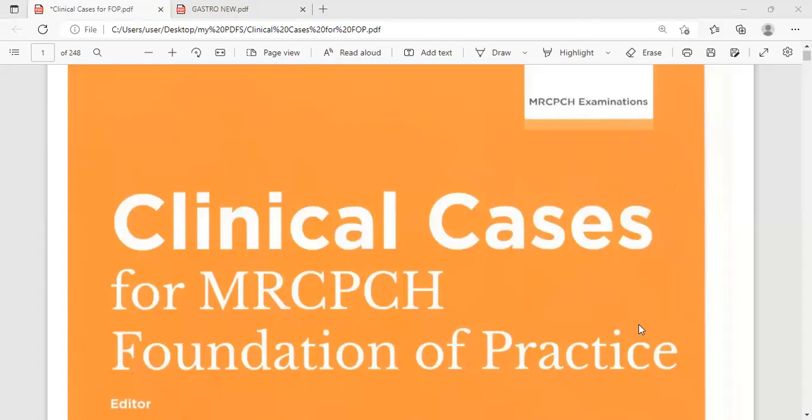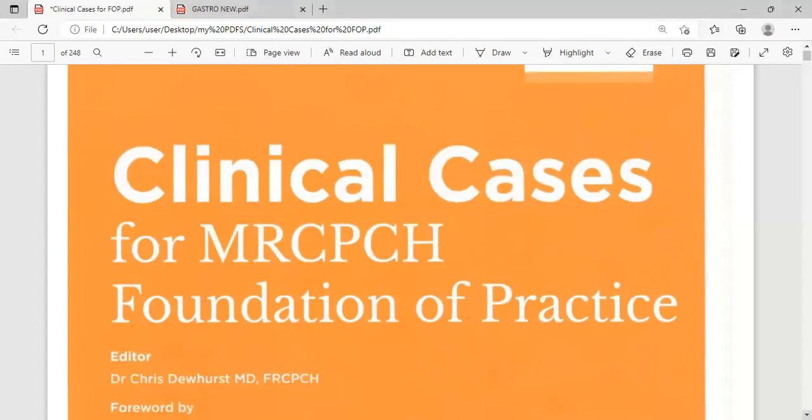So today we are going to do clinical cases for MRCPCH, FOP, Foundation of Practice. Some cases from Foundation of Practice. Actually, in my regular batch, we are doing GIT now, so I thought of taking the clinical cases of GIT, not all cases because it requires a lot of time. Maybe a few cases we'll do from GIT.